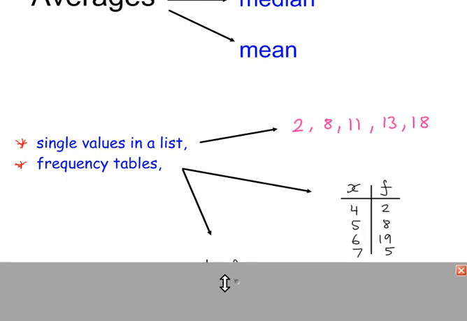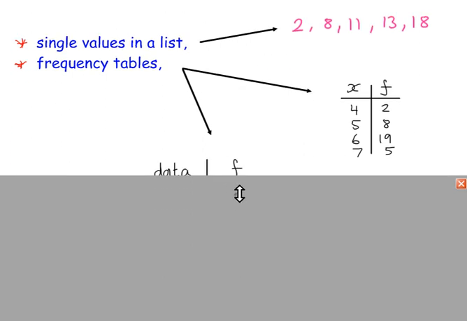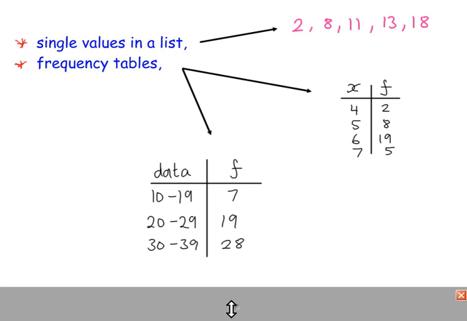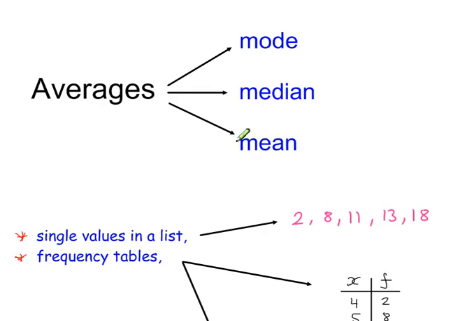If data is given to you in a frequency table like this, where you have single individual data values, you need to be able to work out your mean, median, mode for a frequency table, and where you have grouped data, a grouped frequency table like this. Again, you need to be able to work out the mean for this data, the median, and the modal class. Not the mode, but the modal class. In this video, the focus will be on working out the mean.